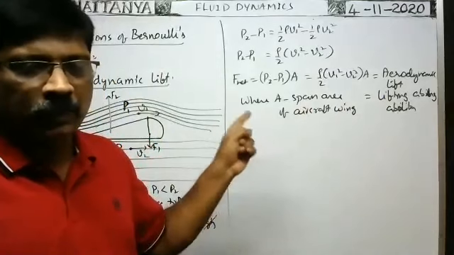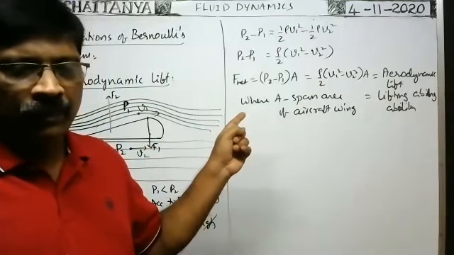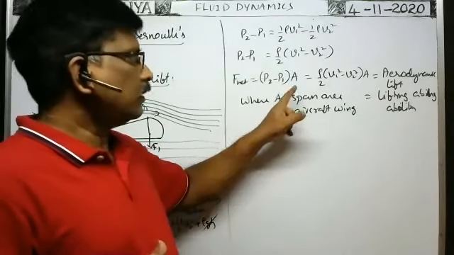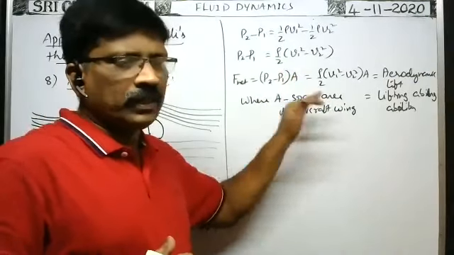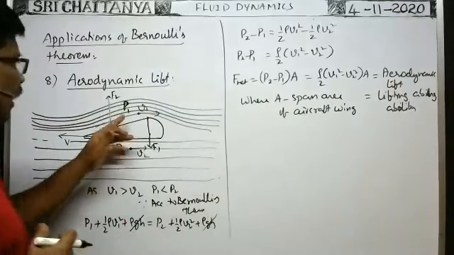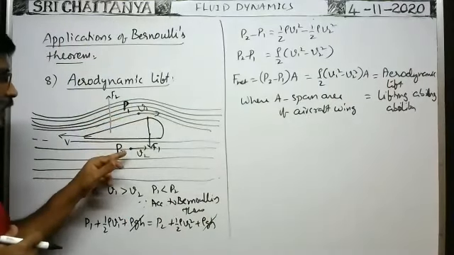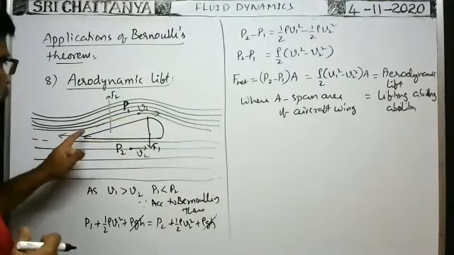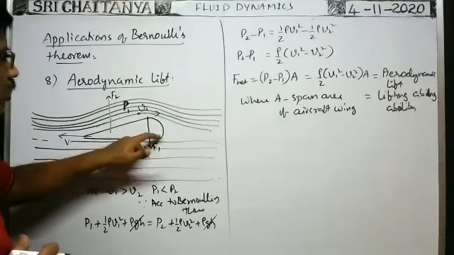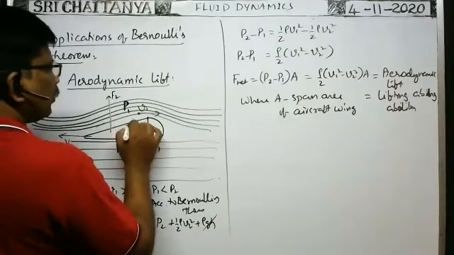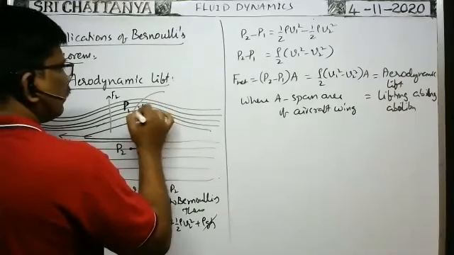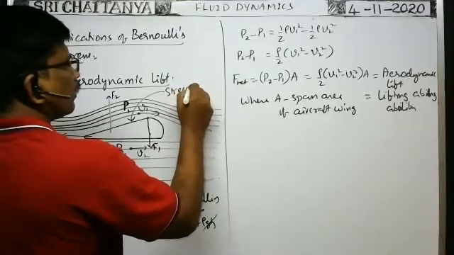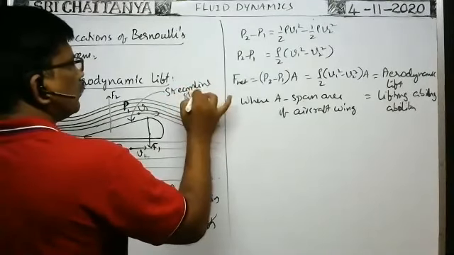This is possible because, according to Bernoulli's theorem, it was explained why the velocity of the air particles at the top becomes greater than the velocity of the air particles at the bottom. Here, because of the streamline shape of the aircraft wings, this curvature is called streamline shape.